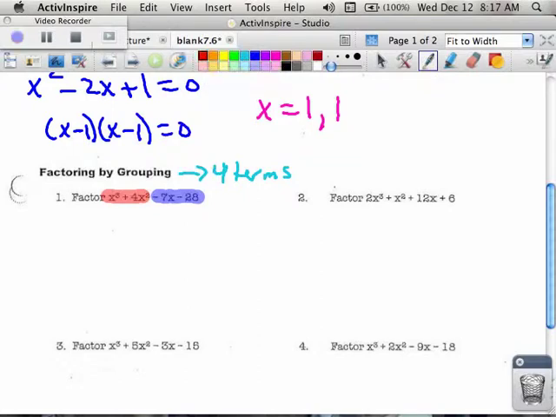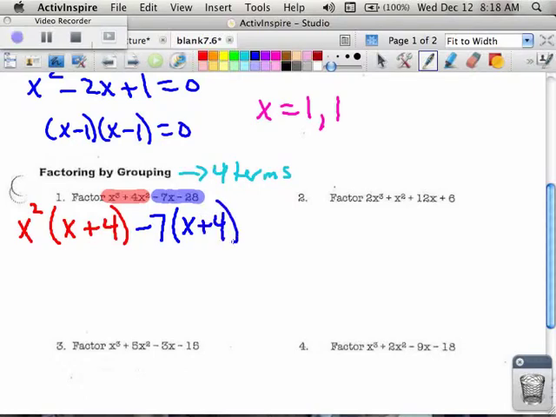So I look inside the red highlighted stuff and I notice that I have x cubed plus 4x squared. And out of those 2 terms, I notice that x squared goes into both of them. So I factor out an x squared, which means left over I have an x plus 4. Looking inside the second highlight with negative 7x minus 28, I notice that a negative 7 goes into both of those things. So I factor out a negative 7 and left over is x plus 4.